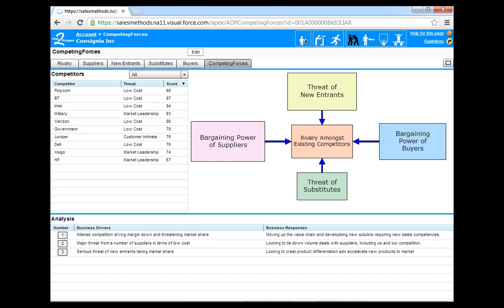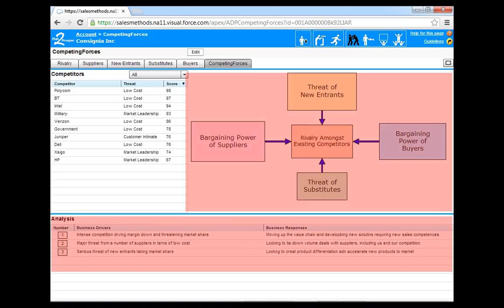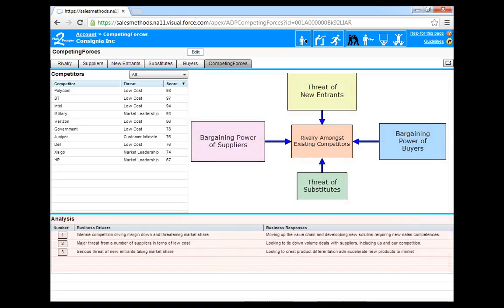Competing Forces is the vehicle by which to discover and document your customers' competitive environment so that we can understand what business issues they may be facing, business drivers, and identify the likely business responses they are making in the face of these challenges. Competing Forces is built referencing the classic work by Michael Porter, which looks at the likely effect of the different types of competitive threat posed by direct competitors, possible new entrants, substitute products and services, and the bargaining power of buyers and suppliers.